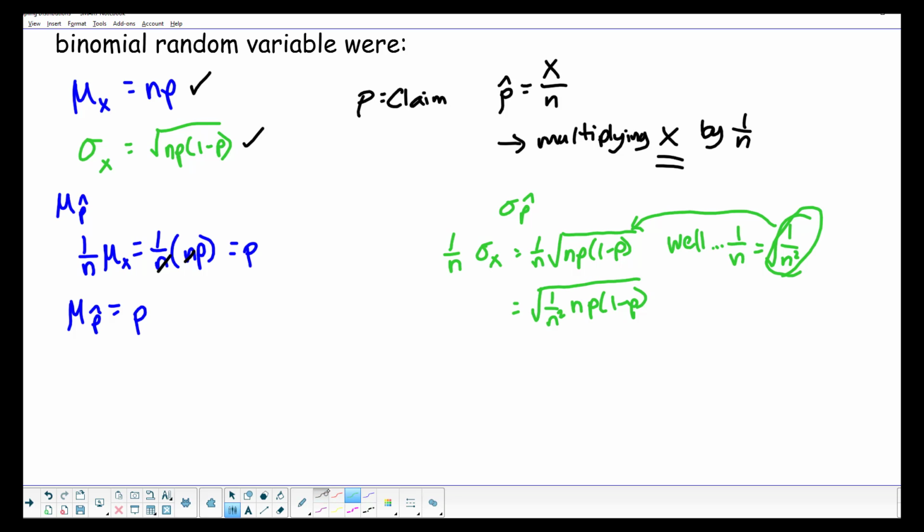Now we can start to see, hey, it's the same kind of thing that we saw before. I've got an n here, and I've got 2 n's down here in a denominator, and that's now going to leave me with the following. Square root of p times 1 minus p all over n. And that is my standard deviation of p hat.